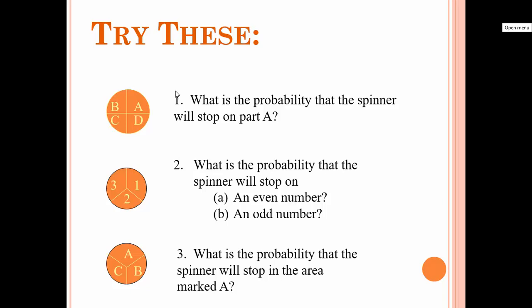Number 2, what is the probability that the spinner will stop on an even number in part A, and an odd number in part B? The total number, 1, 2, 3, becomes our denominator, and then we have to consider how many are an even number. In this case, we only have 1 even number, so part A would be 1/3.